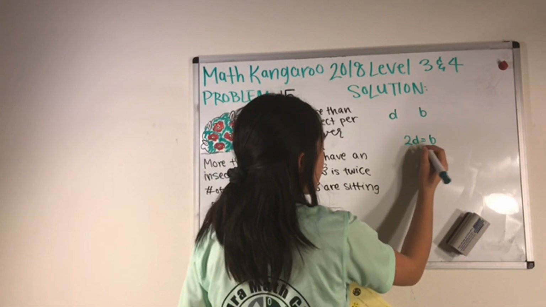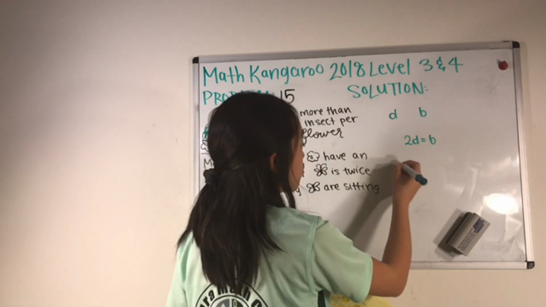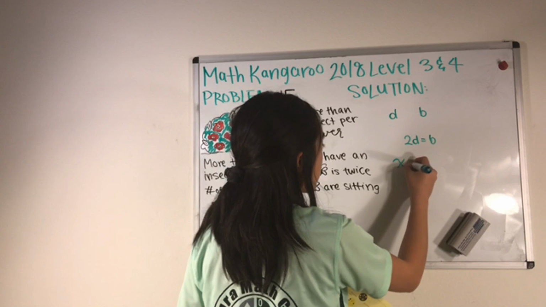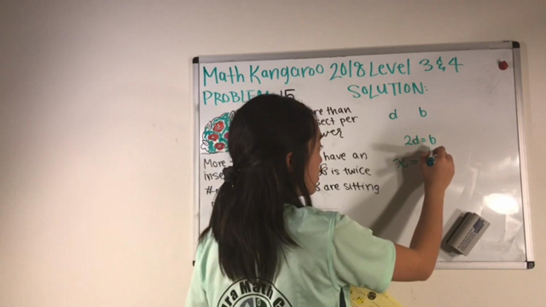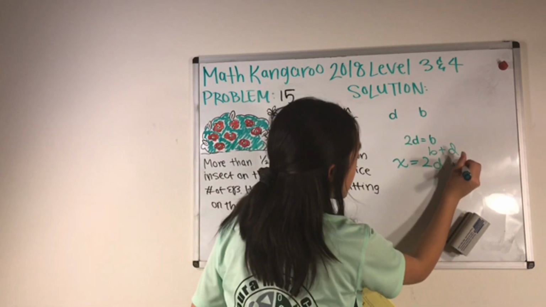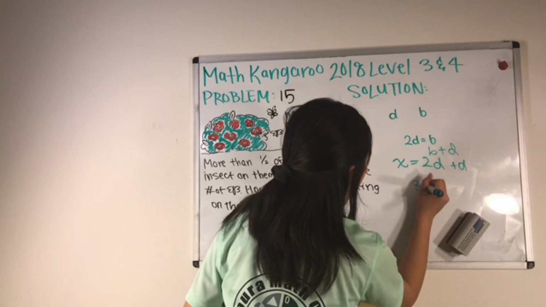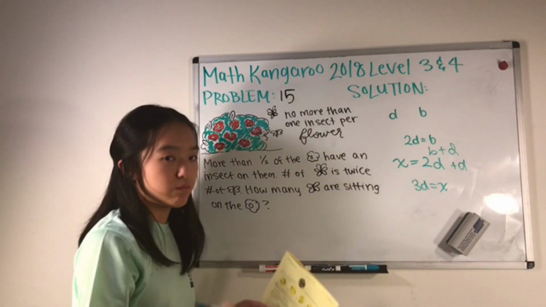Now if we're getting the total number, let's assume that the total number is x. So x is supposed to equal b plus d. But since b is also 2d, we put that in, plus d. So 3d has to equal x. That means that x must be a number divisible by 3.